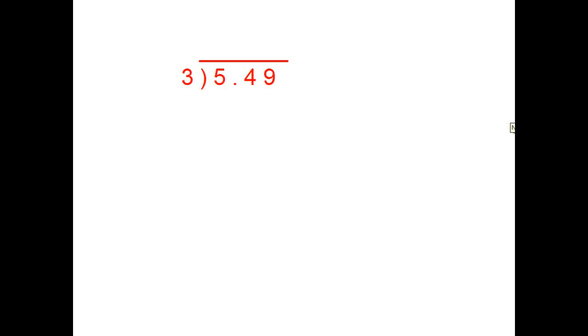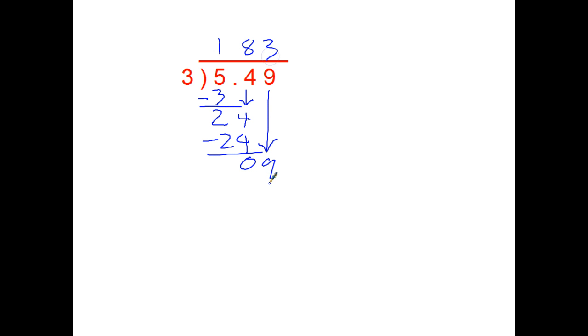Let's start with a couple of examples here. I'm just starting out with how many 3's in 5. There would be one of them. Subtract, bring down my 4. How many 3's in 24? 8. 8 times 3 is 24. Nothing there, but I got a 9 to bring down, and there's 3 3's in 9. And now I'm going to bring this decimal point straight up, and my answer is 1.83. Also said 1 and 83 hundredths.